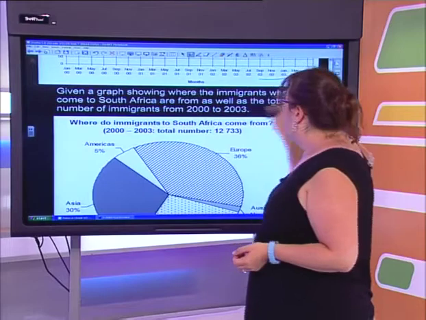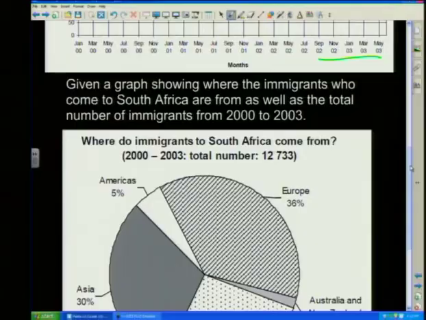Let's look at the second graph of the question. Given a graph showing where the immigrants who come to South Africa are from, as well as the total number of immigrants from 2000 to 2003. We're dealing with the same time frame. That's really important. So my guess is we're looking at two different aspects of immigration within that time frame. So where do immigrants to South Africa come from, and what is our total number?